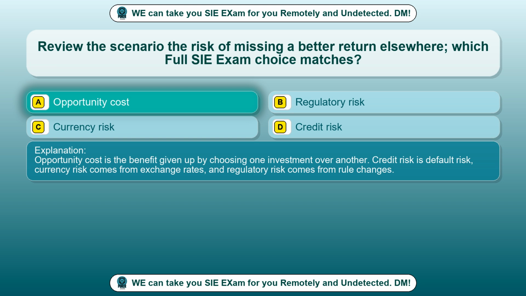Opportunity cost is the benefit given up by choosing one investment over another. Credit risk is default risk, currency risk comes from exchange rates, and regulatory risk comes from rule changes.